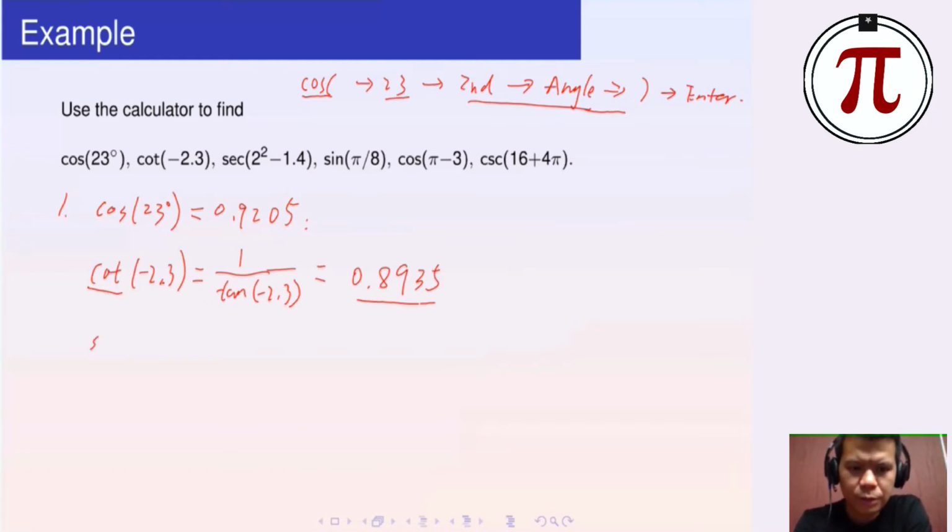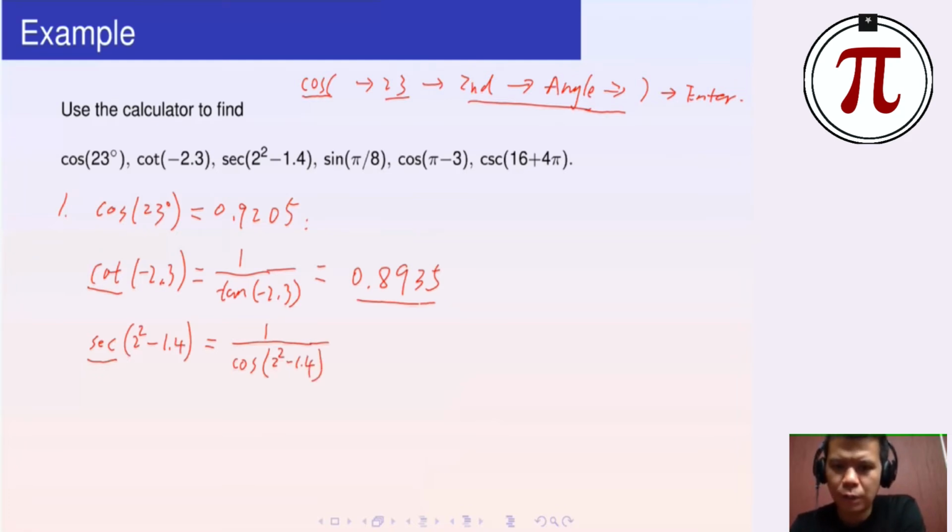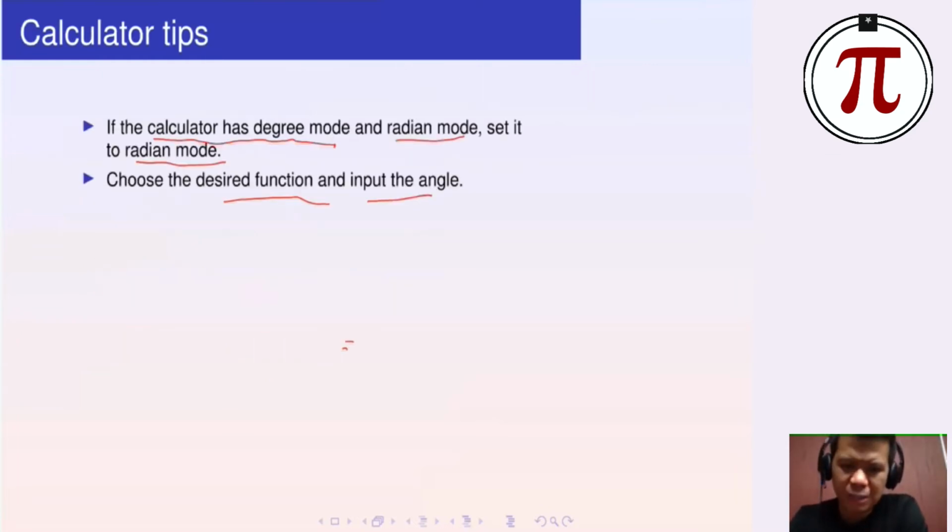Now, second. How about secant of 2 squared minus 1.4? What does this equal? Do we have a function called secant on the calculator? No, we do not. But we know that it is 1 over cosine. Cosine of 2 squared minus 1.4. This is all in radians, so you do not have to change to degrees.